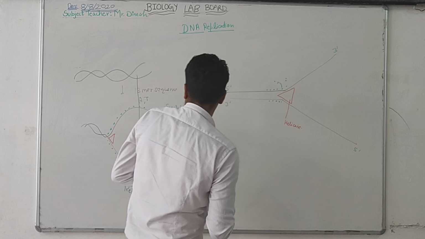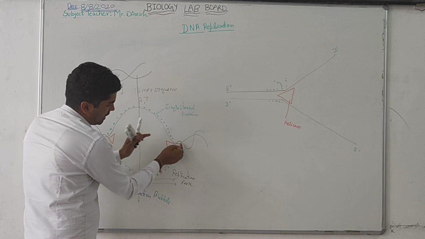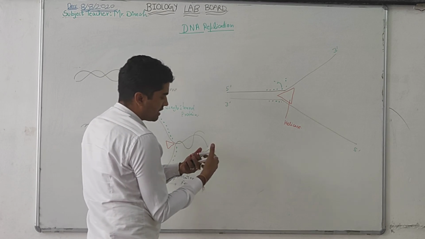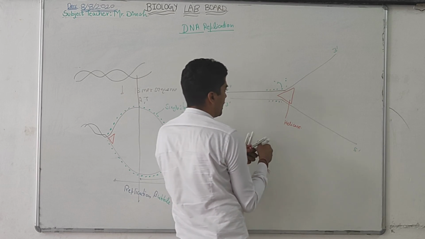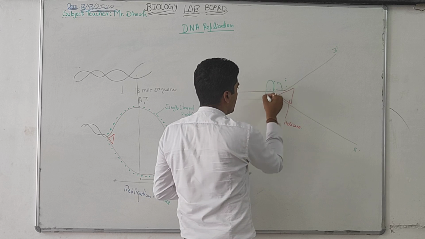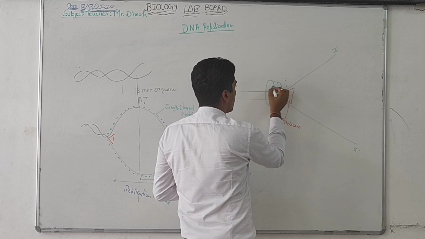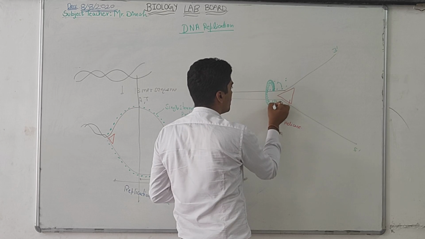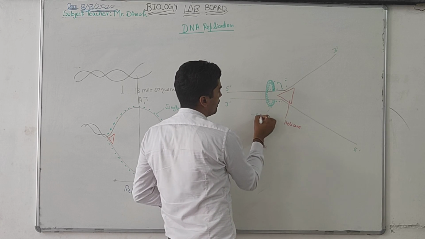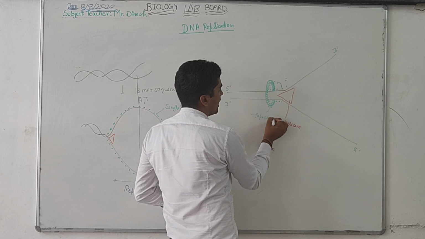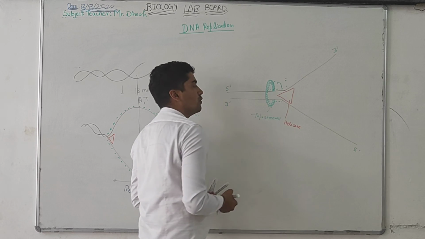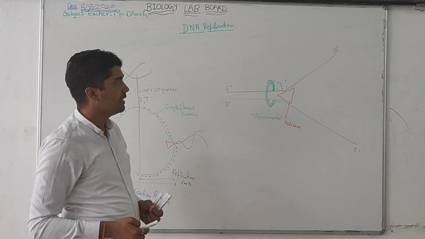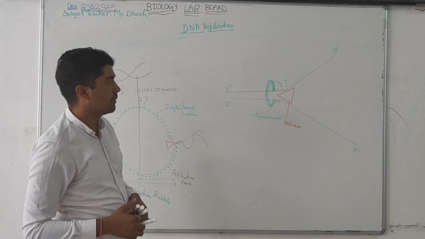Then because of the opening by helicase, there will be strain, meaning the further strand will condense at this point. So this strain will be removed by another enzyme called topoisomerase or DNA gyrase. So this is topoisomerase and helicase.